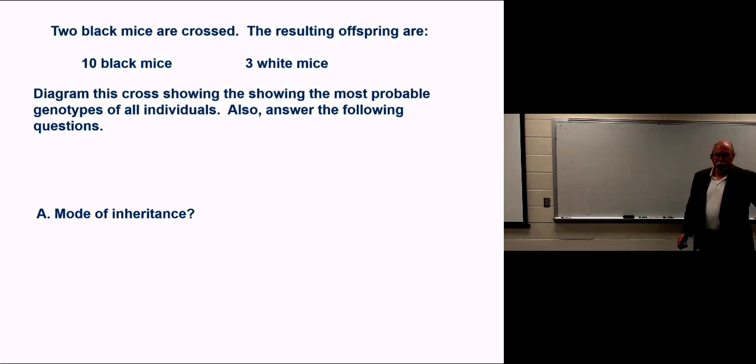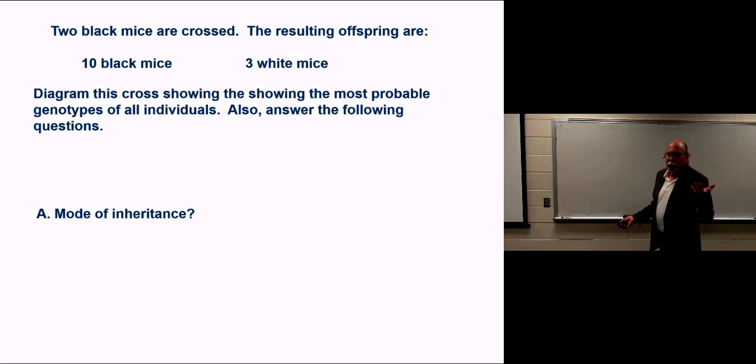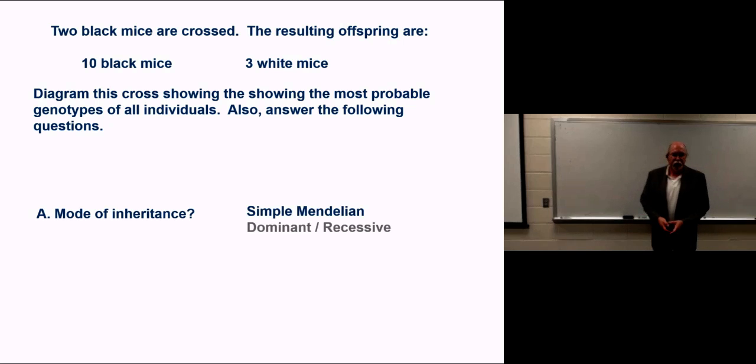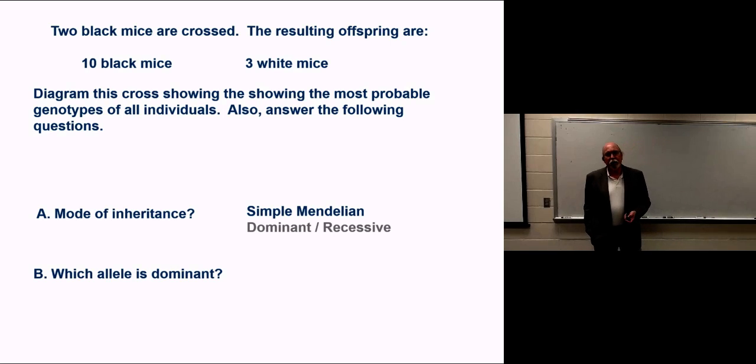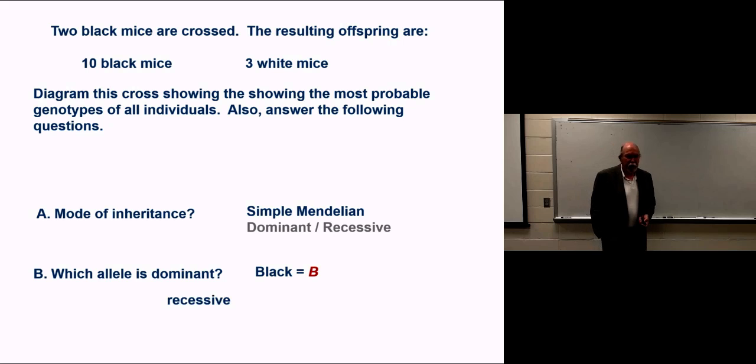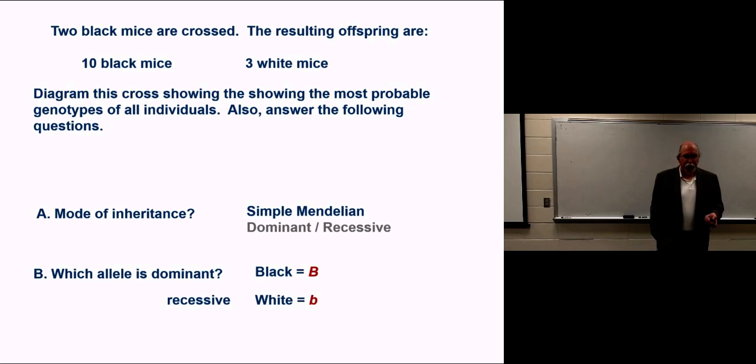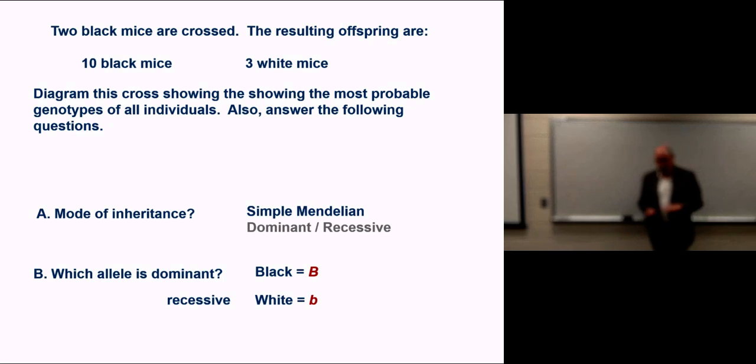Now, what's the mode of inheritance? Well, right now we've only had one, simple, but we've got a 3-to-1 ratio. All the evidence is there suggesting we've got simple Mendelian or dominant recessive, whichever one you want to call it. Okay? And then finally, the question comes up, which allele is dominant and which allele is recessive? Well, the dominant allele is the one that showed through, which is black, part of the 3, right? And then the white allele, little b, is a recessive allele. Okay? All right, that's all it is.